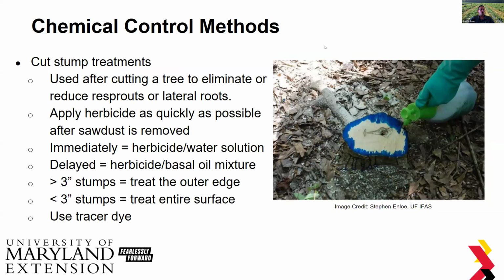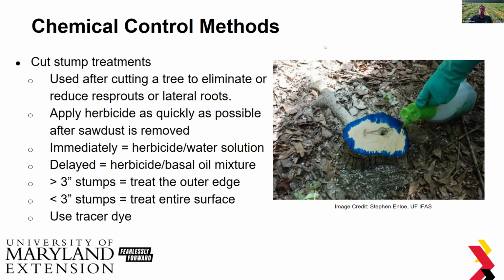Cut stump treatments are the last type of herbicide treatment I want to cover. These are used after cutting a tree, when you want to eliminate or reduce resprouts or any type of lateral roots. With these cut stump treatments, the herbicide really needs to be applied as quickly as possible after you wipe off that sawdust from the stump. If you can treat the stump immediately, just a simple herbicide water solution will suffice. But if it's delayed for any amount of time after you've cut it, like several hours, you want to include an oil with your herbicide mixture rather than just water.